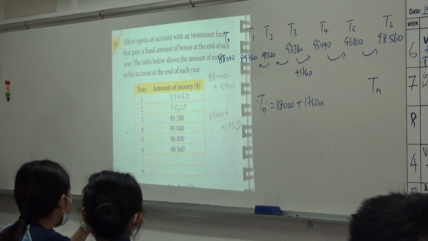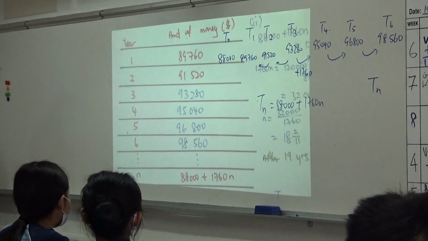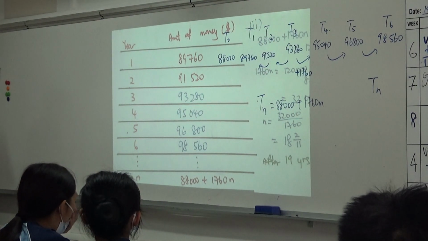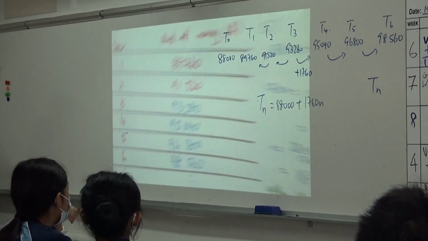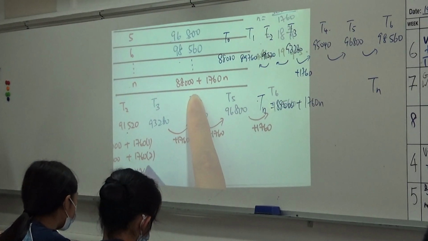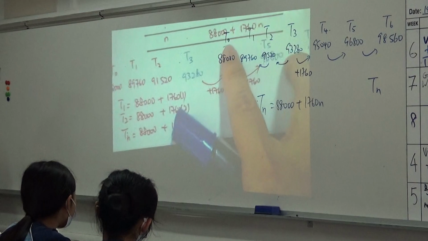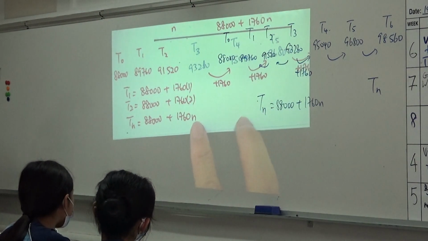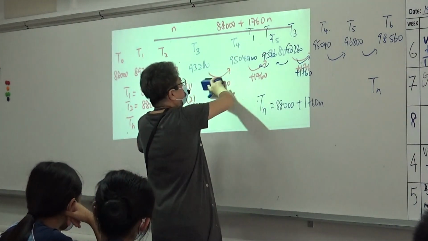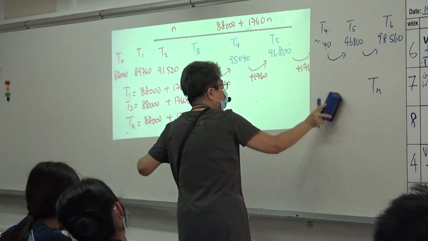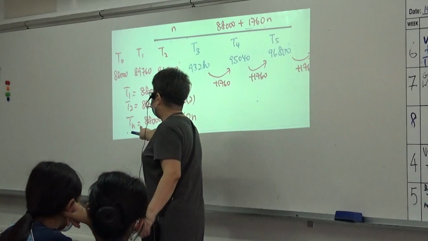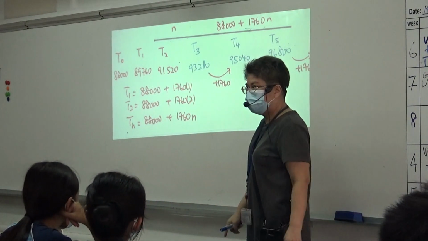First one will be 89,760, then 91,520. Is this correct? Then the last one will be this one. Alright now? Now, how did I get it? I already showed you over here. Actually, I showed you on the board already, but I just wanted it to be in different colors. I'm going to print this off. So do you agree that Tn will be this? Everybody okay?